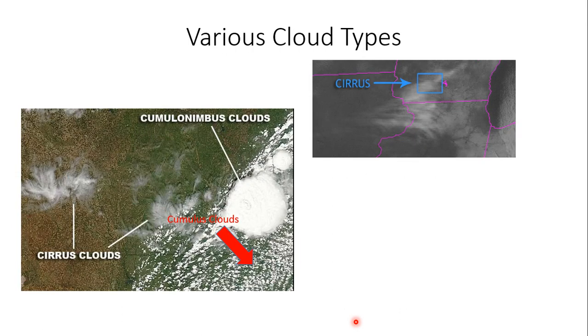And here's some other various cloud types I like to show you. On this particular image on the left, see these wispy clouds here? Those are those high ice crystal clouds, well above 20,000 feet in the atmosphere. The wispy nature gives it away that these are cirrus clouds. There's some more cirrus clouds at this location here.